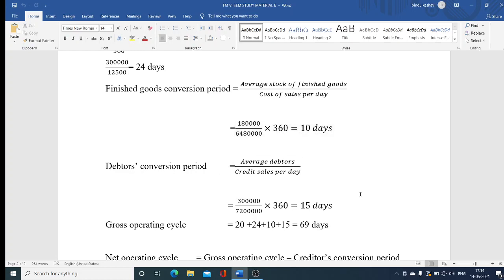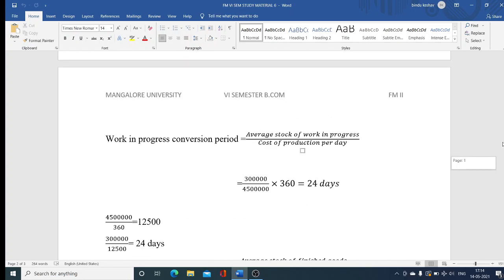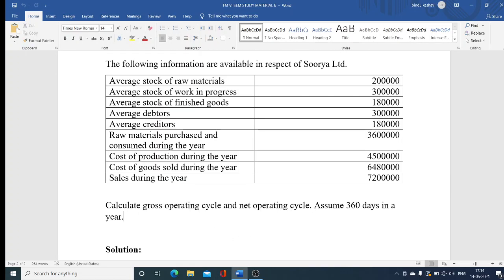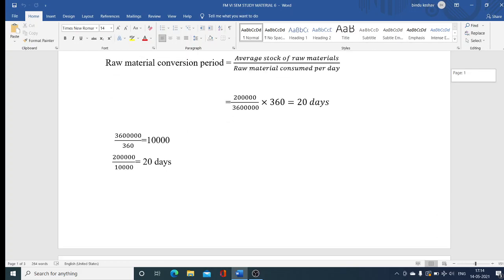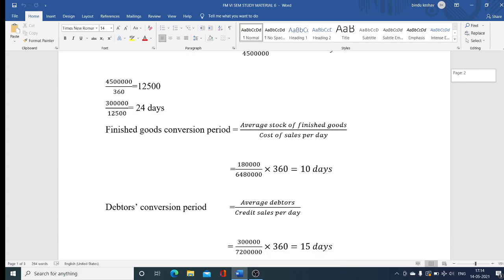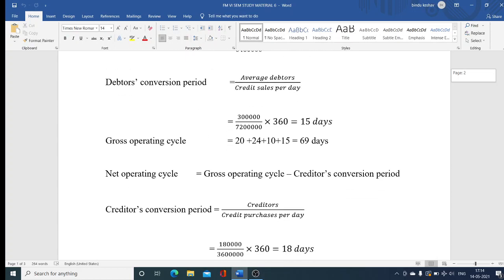Next is the debtors conversion period. So here we have this information about the credit sales. We assume that the entire sales of 72 lakhs are credit sales. If information is given regarding the credit sales, we'll have to take it accordingly. Now we have the information about the debtors and the sales, so we can assume that the entire sales are credit sales. So debtors conversion period is equal to average debtors divided by credit sales per day.